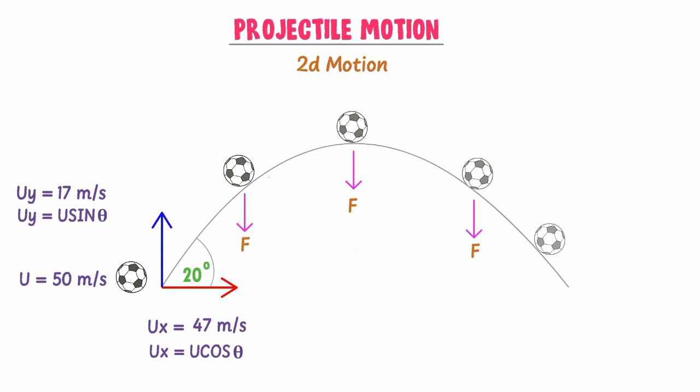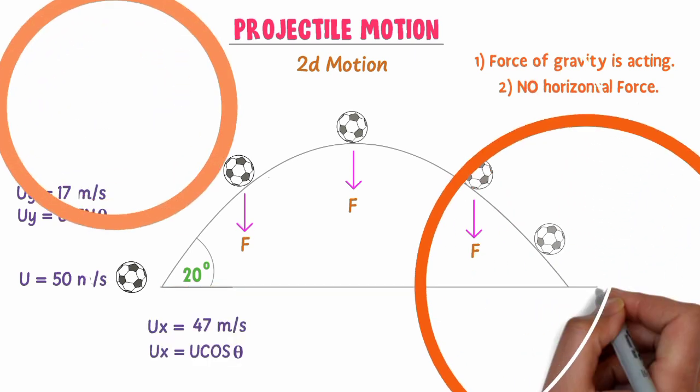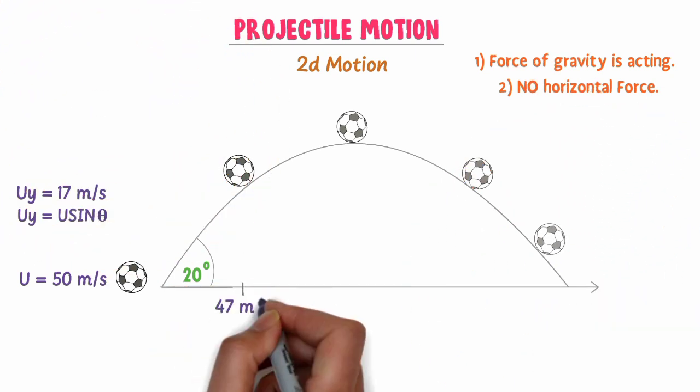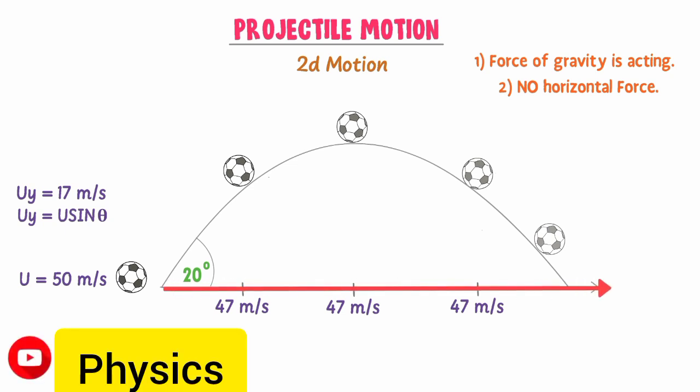Therefore, note it down that only gravity acts on a projectile. It means that there is no horizontal force acting on the ball. Thus, the initial velocity of the ball along the x-axis would be 47 meter per second at each and every point. We say that the ball moves with constant velocity in the x-axis direction. It is because no force is acting along the x-axis.